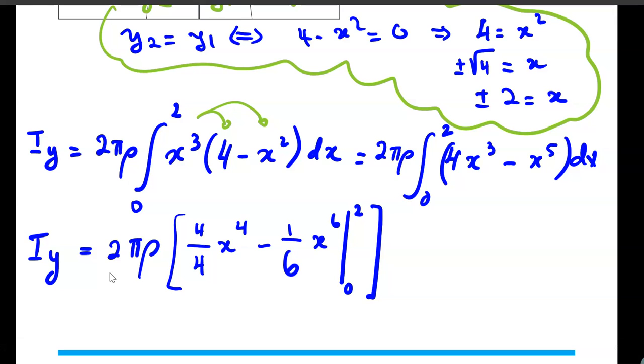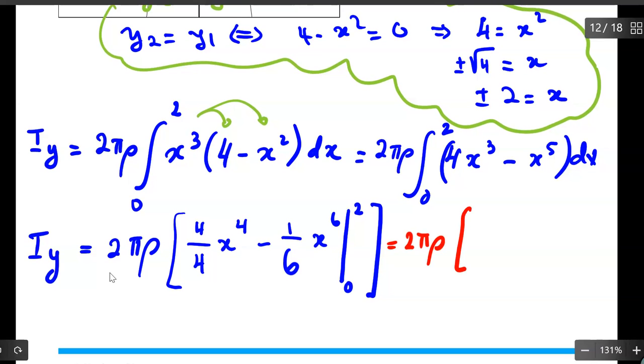Alright, so now let's work with the fundamental theorem. So it will be 2 pi rho times f of 2 minus f of 0. I keep repeating this step because I want everyone to analyze your solution at the same time as you are working with it. Now f of 0 is equal to 0, so you can ignore that term because x is present in each of these terms. Let me double check before I substitute the number in. So 2 pi rho, yes, here should be 4 over 4 x to the exponent 4, and 1 over 6 x to the exponent 6.